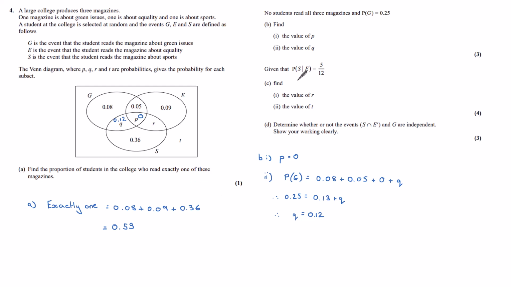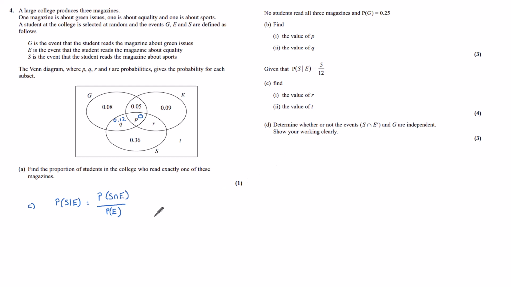Given that P(S given E) is equal to 5/12, so this is the probability that S occurs given that E has already occurred. Find part I, the value of R, and then II, the value of T. Okay, so let's start by writing our given that formula. So if we've got the probability of S given E, that is equal to the probability of S and E divided by the probability of E.